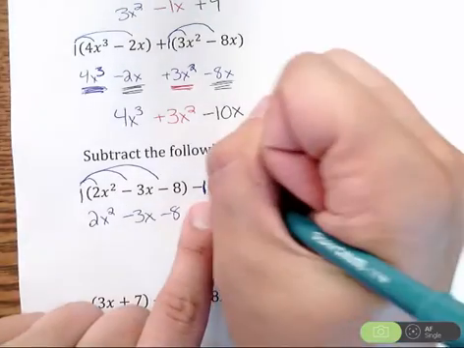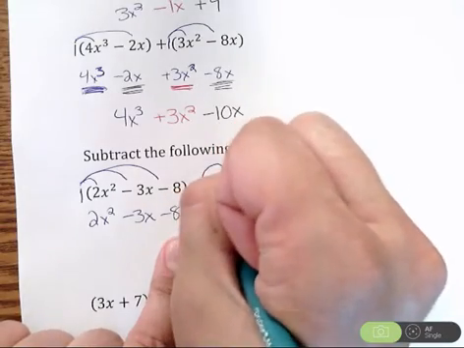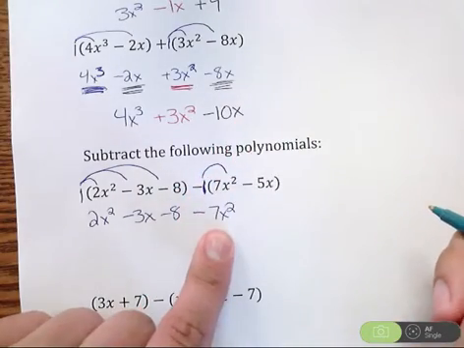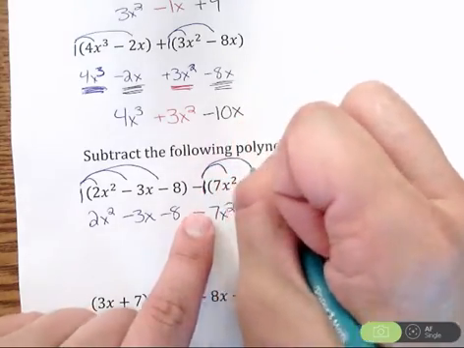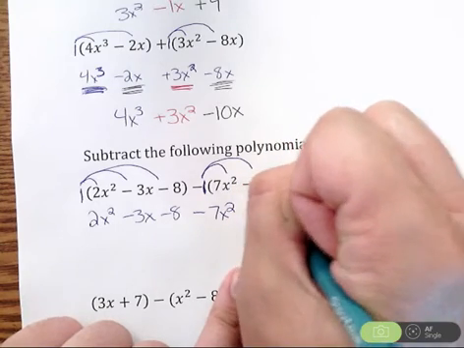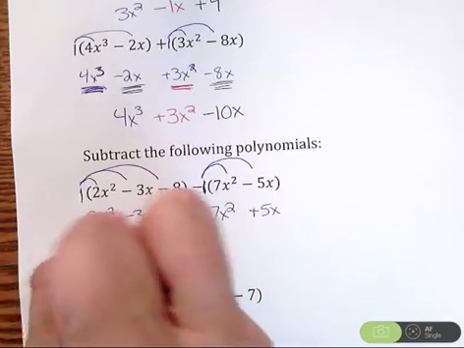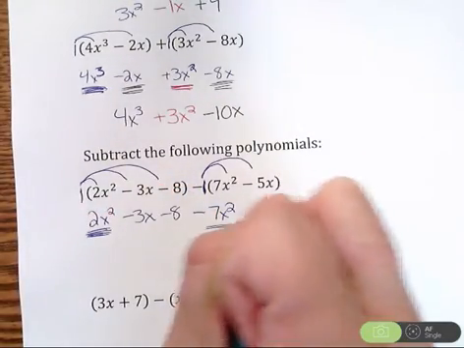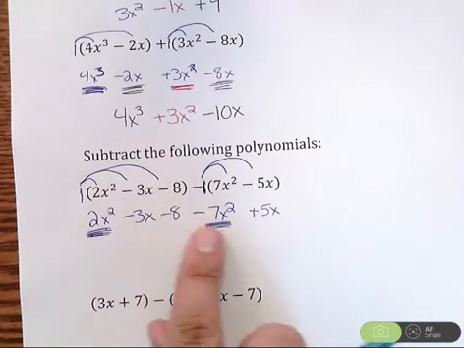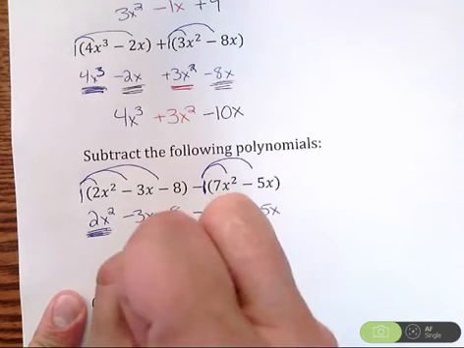The big change is when I multiply a negative 1 times a positive 7x squared. A negative times a positive is a negative 7x squared. Then I have a negative 1 times a negative 5x. A negative times a negative is a positive 5x. And then all we have to do is combine like terms. Start with the highest power, work our way down. So 2x squared and negative 7x squared. 2x squared minus 7x squared, those are both x squared terms. 2 minus 7 is negative 5x squared.